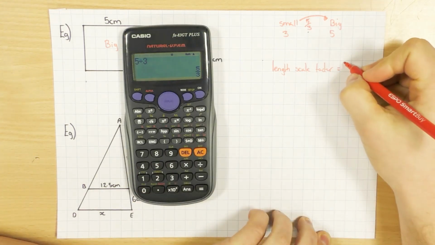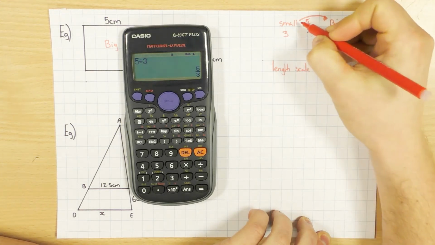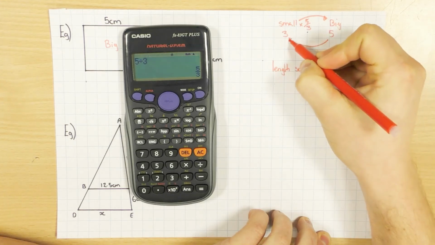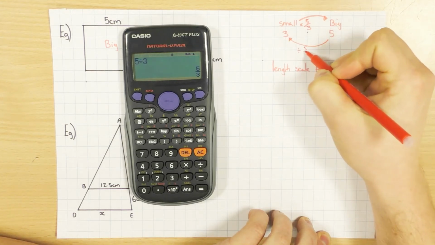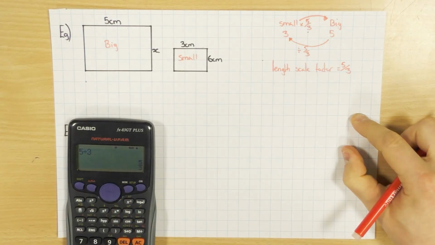So in this case, I'm just going to have the scale factor as a fraction and call it 5 over 3. So to go from small to big, I'm going to times by 5 over 3. And to go from big to small, I'm going to divide by 5 over 3. Okay? So let's apply that to our question here.